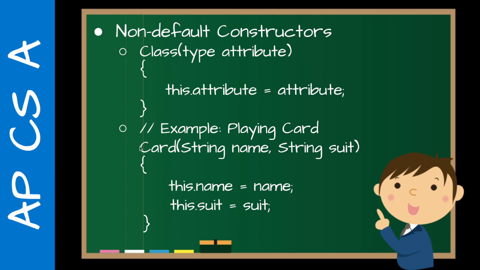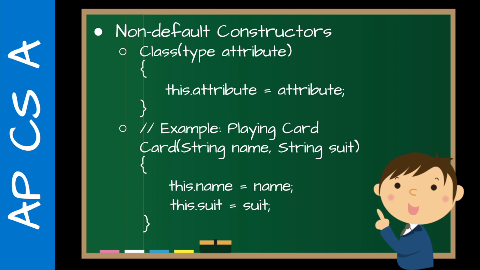So you notice there's no public here. It's just the same name as the class. Notice it's capitalized, because the class is capitalized as well. So it's a special type of method. Now, if you don't have a constructor, if you didn't put one in, there's a default constructor that takes no arguments. And that's what we've been using all along.